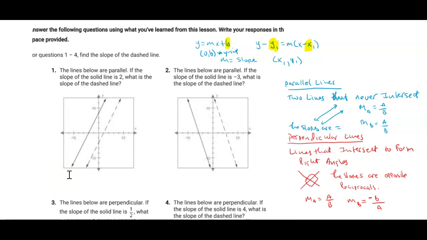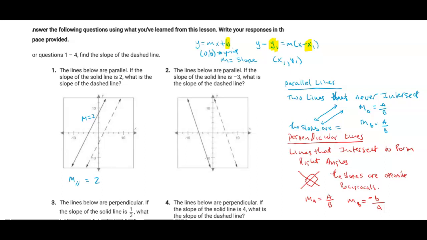So with this, the first set of questions says, determine if the lines are parallel, and then find the slope of the other line. The first one says, the lines below are parallel. If the slope of the solid line is 2, what is the slope of the dashed line? Since we know parallel lines have the same slope, if the slope of this line is 2, then the slope of the line parallel, or the dotted line, is also going to be 2. Remember, parallel lines have the same slope.